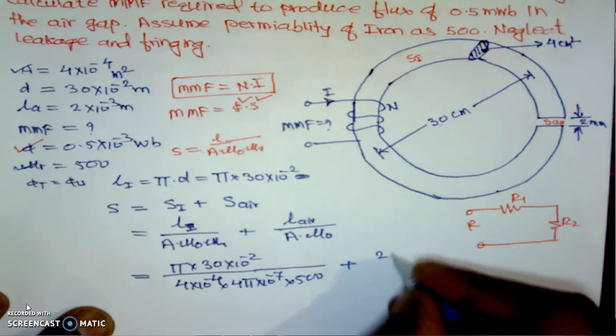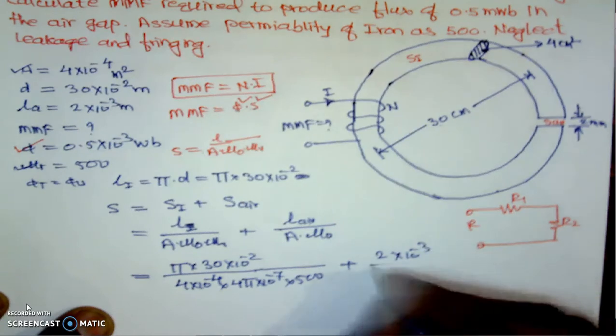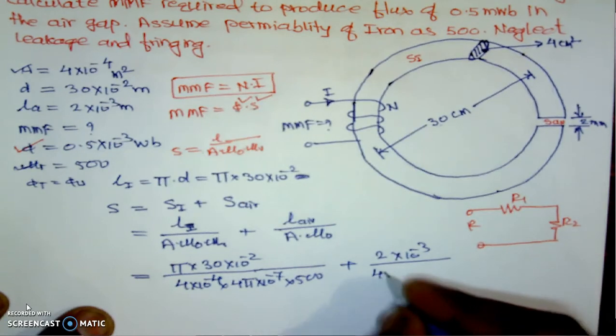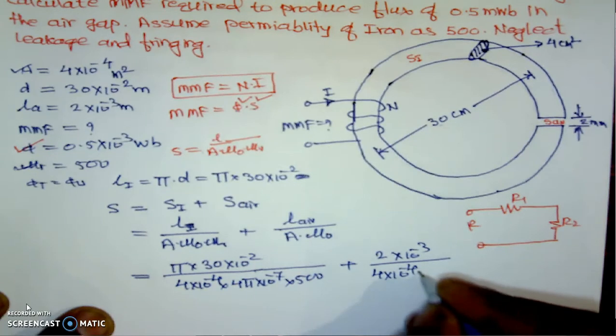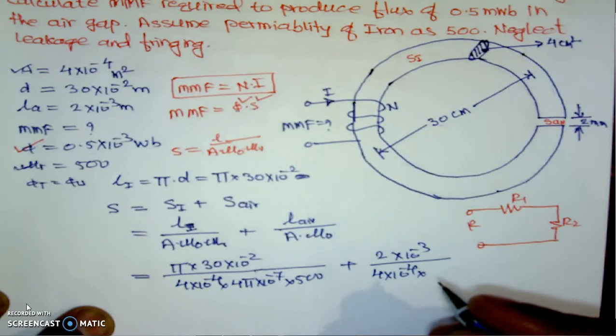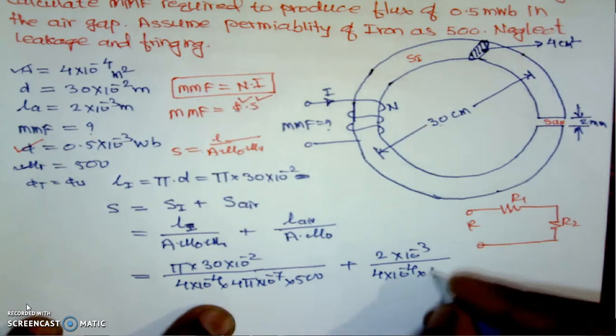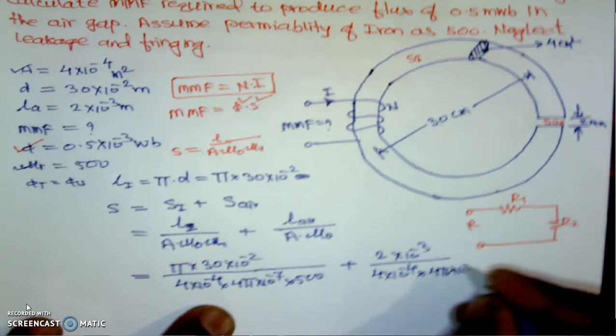plus length of the air gap, it is 2 millimeter, that is 2 into 10 raised to the power of minus 3 meters, divided by cross-sectional area 4 into 10 raised to the power of minus 4 into this value, that is 4 pi into 10 raised to the power of minus 7.